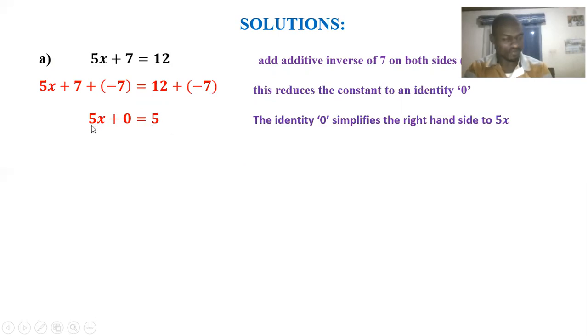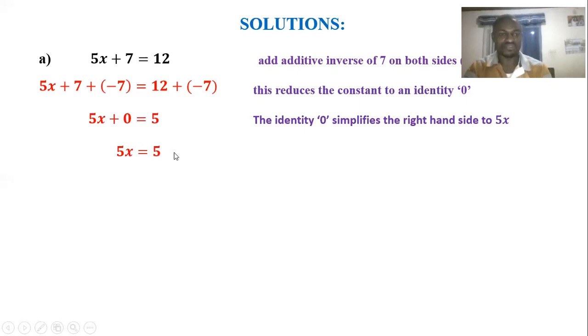And when we have 5x plus 0 is equal to 12 plus negative 7, this reduces to 5. The identity 0 simplifies the left-hand side to 5x, because the identity leaves any real number unchanged. We have 5x is equal to 5. Now, how do we do away with this 5 to make x the subject?